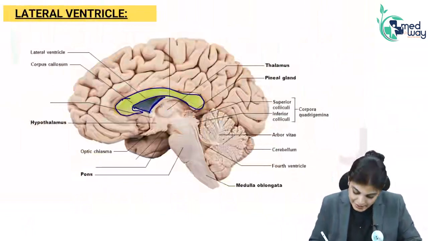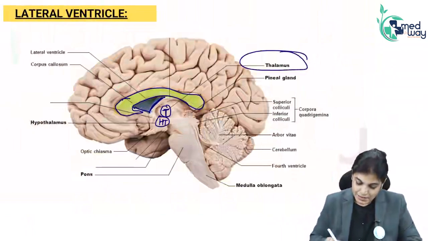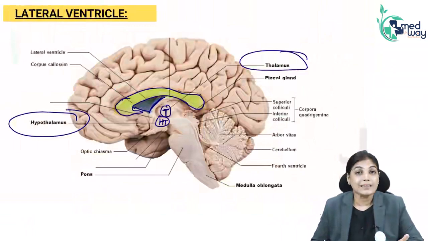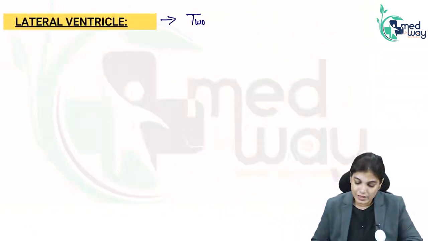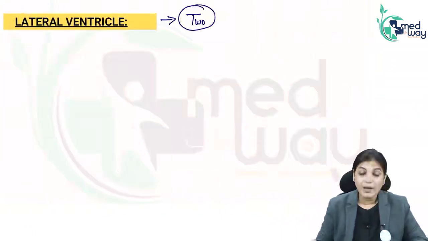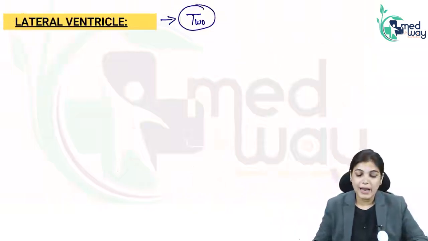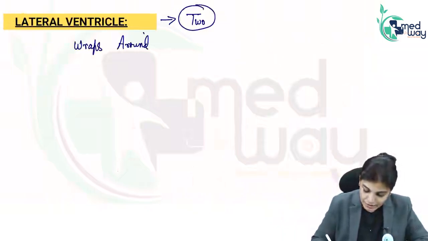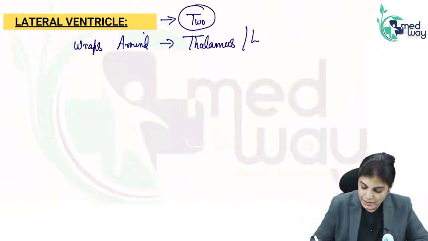So lower to it, this is T for the thalamus, and we also have HT for the hypothalamus. So this thalamus is there, hypothalamus is there, and also there is the lentiform nucleus and caudate nucleus. So if we talk about the lateral ventricle, its relation is that this lateral ventricular cavity wraps around these structures. So you can write this point: they are two in number, one for each cerebral hemisphere, roughly C-shaped, lying below the corpus callosum, and the lateral ventricle wraps around the following important structures. It wraps around the thalamus and the lentiform nucleus.